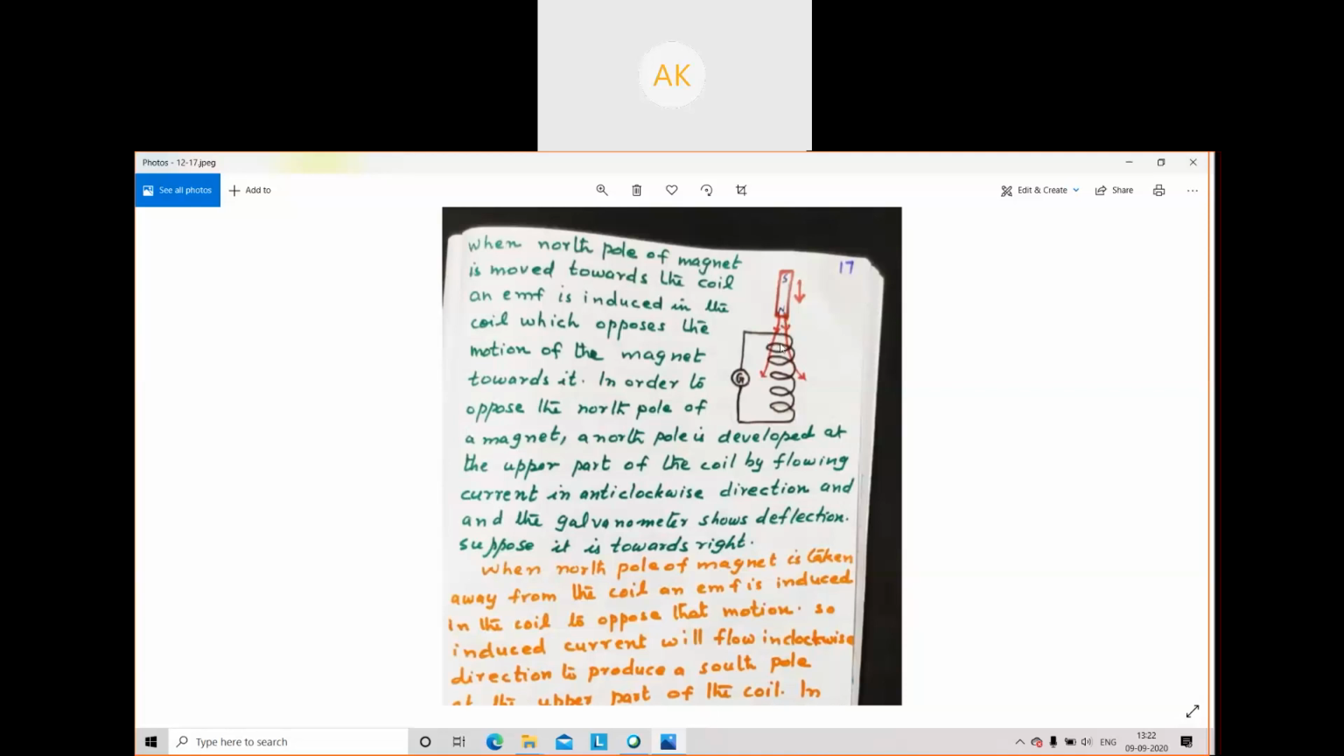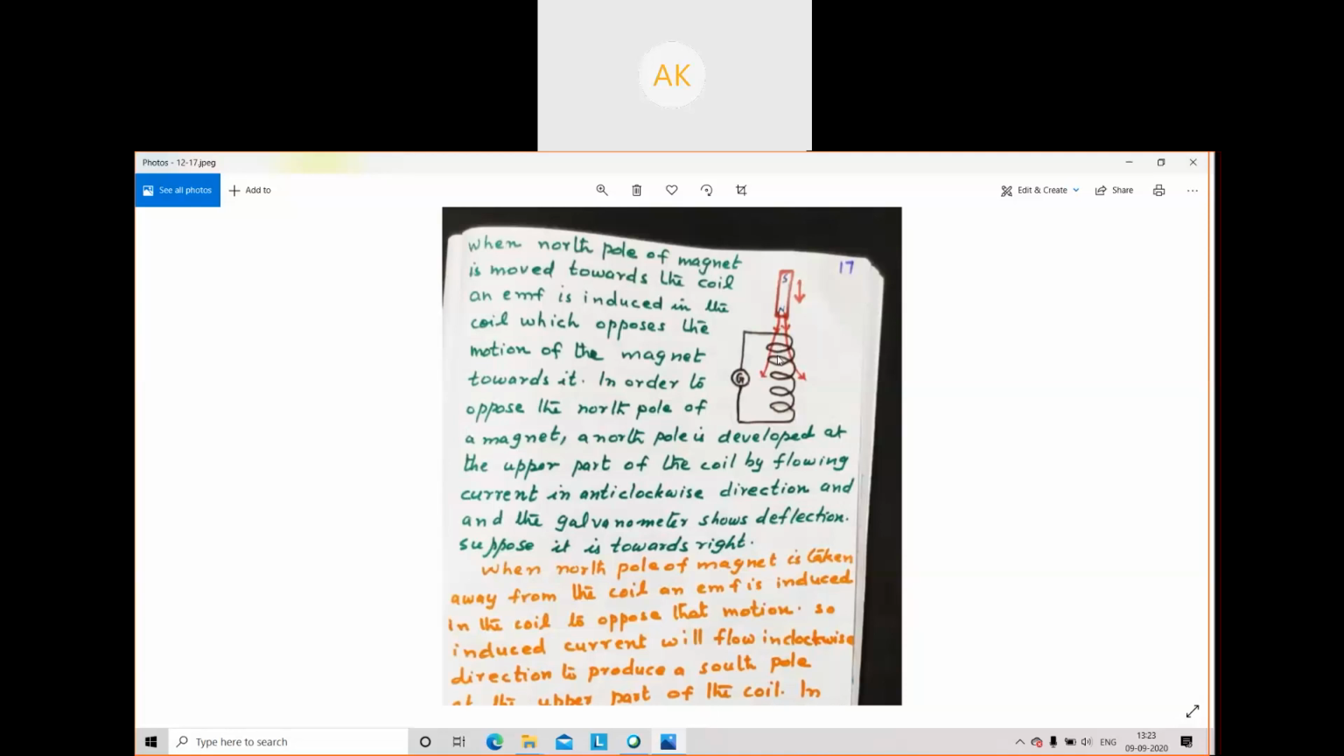Clear? So, what pole will be developed when the north pole is moved towards the coil? Which pole develops on the top surface of the coil? North pole is developed. In such a way the current is induced in the coil. It always opposes the cause which is producing it. The EMF is produced by the change in flux, and it opposes the change in flux. How can it oppose the change in flux? By producing a pole there.